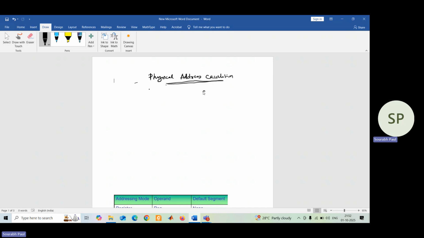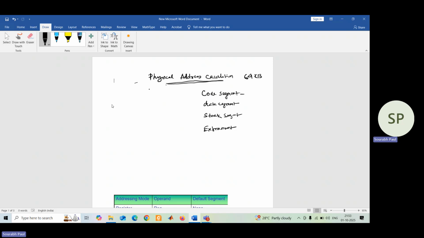The segments are code segment, data segment, stack segment, and extra segment. These are the 4 segments of the memory unit. Each of the segments is of 64 KB. You can access 64 KB of size in each of the segments. These segments are present in the memory unit.